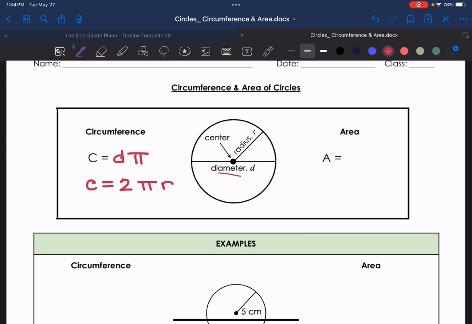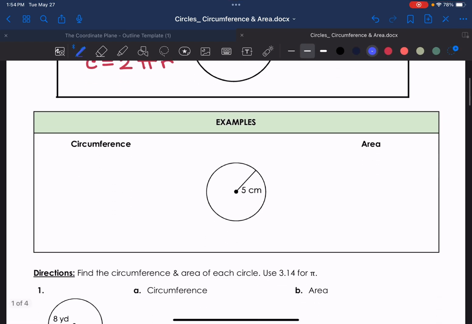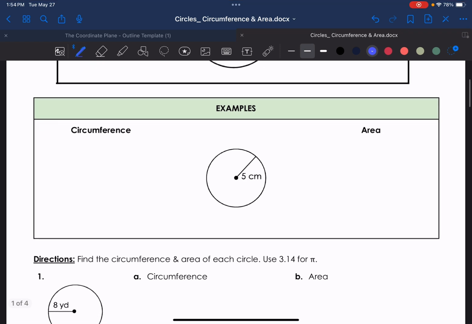And if you forgot what the diameter is, it's the distance across the circle through the center, and the radius is half of the diameter. It's the distance from the center to the outside of the circle. Don't worry about area. Do not cross this out. Leave it blank. We will do that another day. Okay. Today, again, we are just working with circumference. We will be tackling area another day, not today.